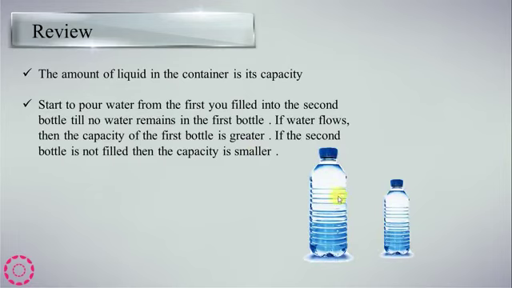Look at these bottles. This one has greater capacity than this one because the size is greater and it is full of water. Also, this one is full of water, but the size is smaller. That's why it gets less liquid than these bigger bottles. That time we can say this is the smaller capacity, this is the bigger capacity.